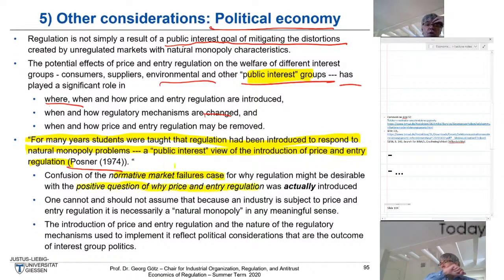So the question, what is the fact? Why has this price and entry regulation really been introduced? Okay, and the point is here, because we observe some regulation, think of Uber, of the taxis, or think also of the long-distance buses, it's not necessarily due to a natural monopoly that we should have only this, but for some other reasons. Okay, it often reflects political considerations, certain regulations, and that's what you always have to keep in mind.